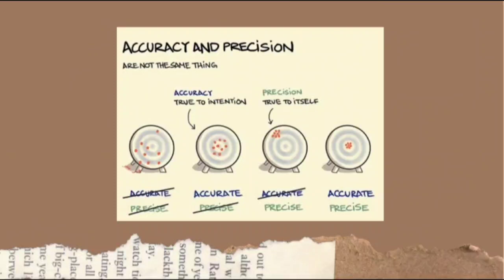While the second one is accurate because the dots are close to the target point. The third one is precise kasi magkadikit ang dots pero malayo siya sa target point. And the last one, accurate and precise kasi bukod sa magkadikit ang dots ay mas close rin siya sa target point. So let's have a practice question.